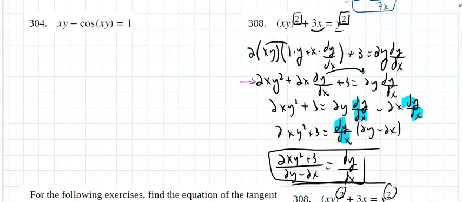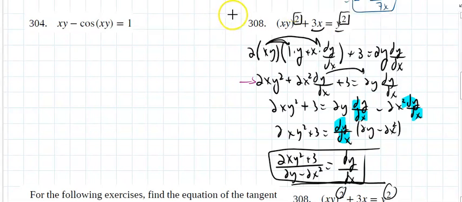Oh, I messed up here. That's 2xy, so that's 2x squared when you multiply xy times this and xy. Oh boy. So you move that, that's 2x squared, 2x squared, 2x. I gotta be careful with these things.